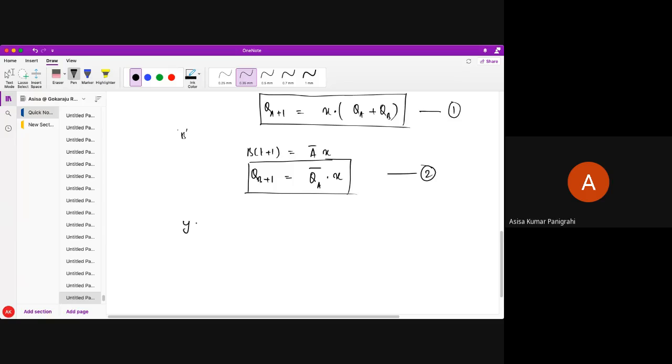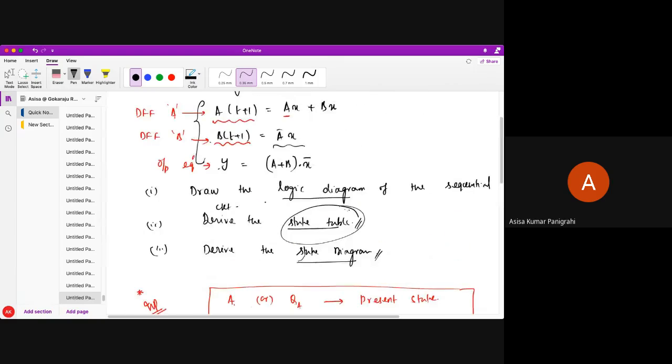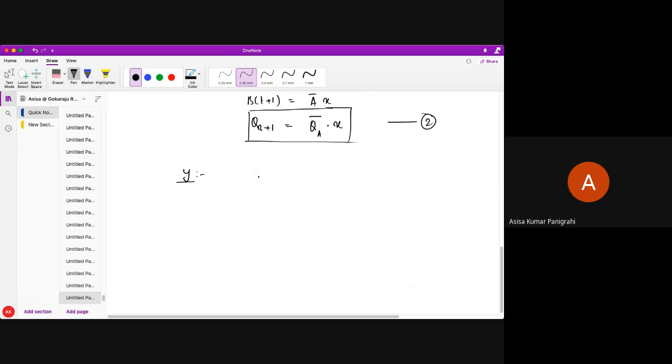Now, what is my output? My output is given already, which is A plus B and X bar. Y is given in the equation as A plus B and X bar. I can also write Y as QA or QB and X bar. This is my equation number 3, which is the output equation. Do you all understand, students?